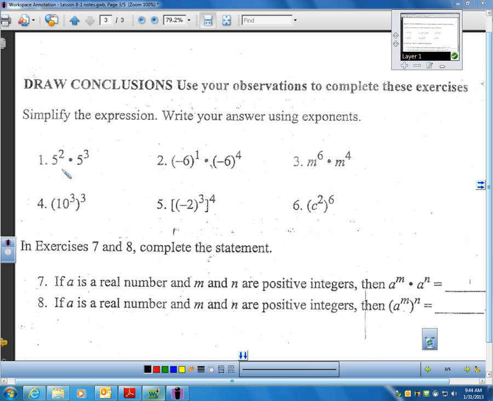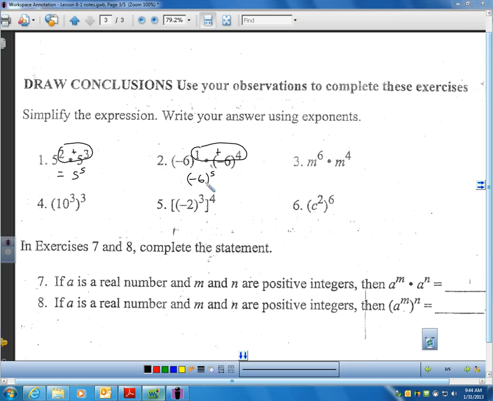So in number 1, do you notice how I have the same base? And I'm multiplying 2 things with the same base. All I should have to do is take these exponents and add them. That's 5 to the 5th power. That's like what I did on my first slide. Here, bases are the same. All I should have to do is add the exponents. Remember, if you are multiplying the same bases, just add the exponents. I keep on saying power. Bad grammar on my part.